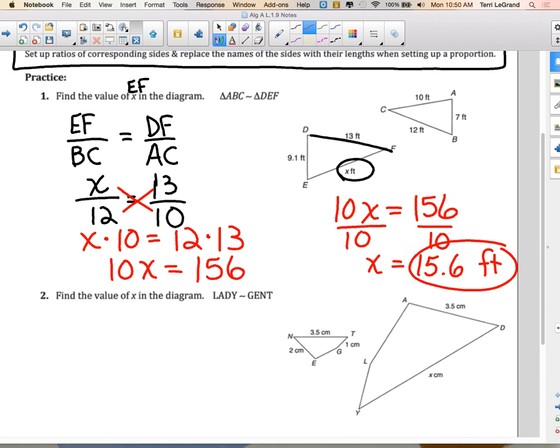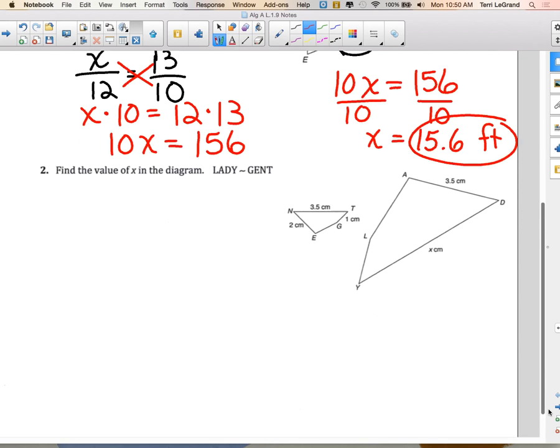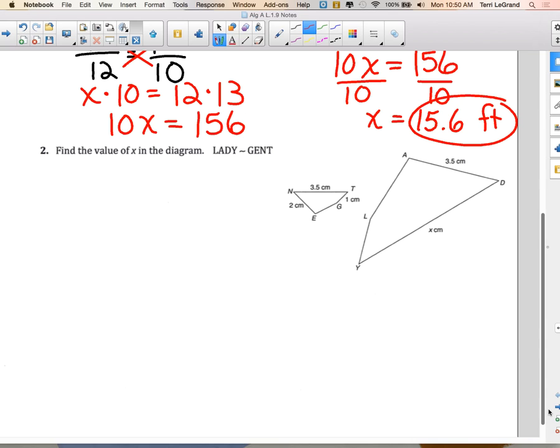Okay, I want you now at number 2. Here's all I want you to do, and I mean this. All I want you to do at number 2 is set up the proportion with the names of the sides in it only. There should be no numbers in your proportion when Mrs. Creviston or I look at your paper. So go ahead and in number 2, you try to set up your own proportion with names.